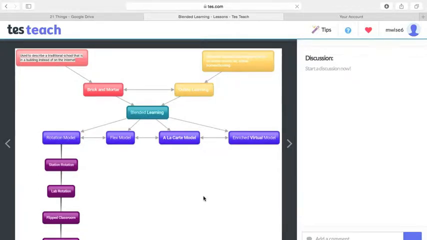So within the rotation model, you have station rotation, lab rotation, flipped classroom, and individual rotation. You also have a flex model, a la carte model, and an enriched virtual model. So we're going to talk about all 4 of these, but we're going to focus on the rotation model and what we can actually do to implement those things into our classroom.